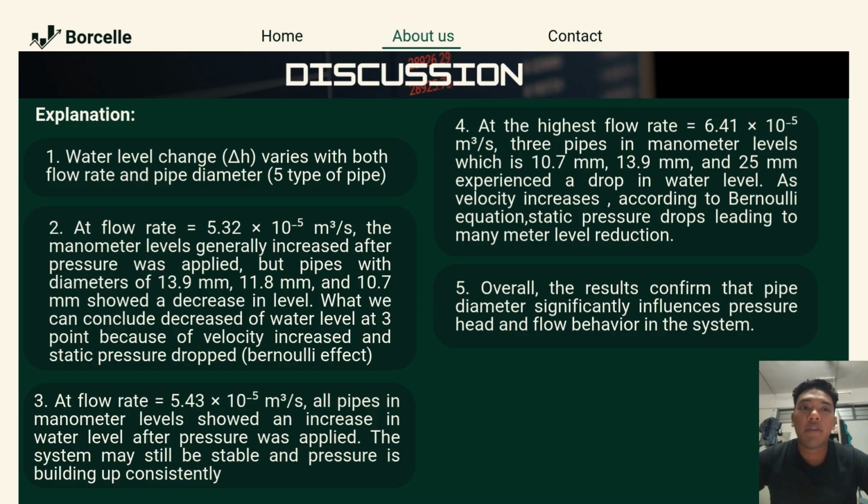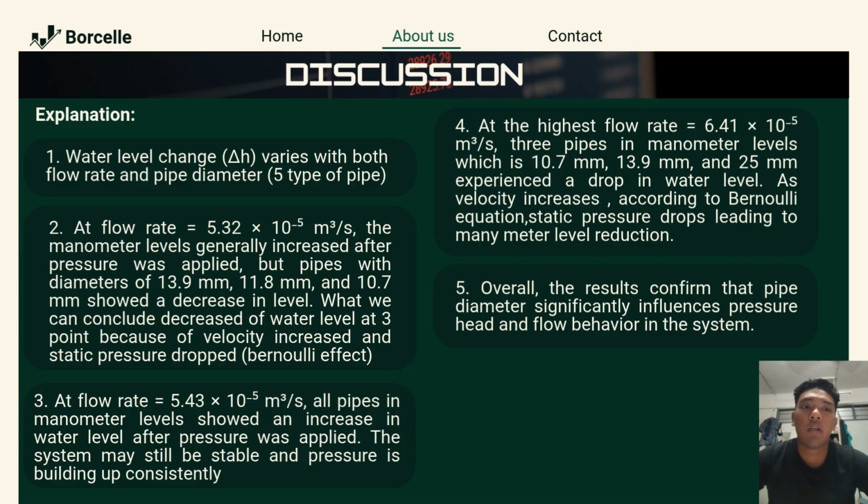So, water level change varies with both flow rate and pipe diameter. In this lab, we use 5 different sizes of manometer and 3 types of flow rate. The first one is 4.32 m³/s. The manometer level generally increases as pressure was applied, but pipes with diameter of 13.9 millimeter, 11.8 millimeter, and 10.7 millimeter show a decrease in level.